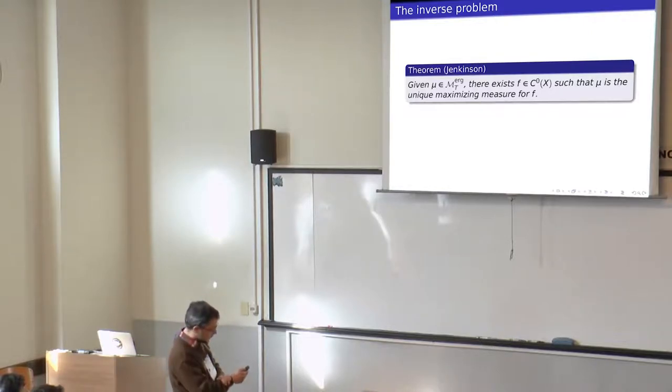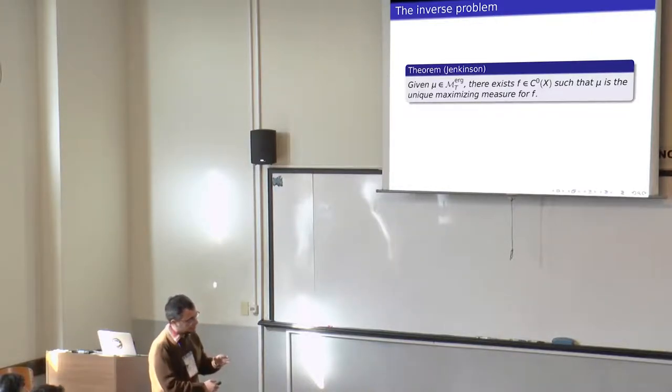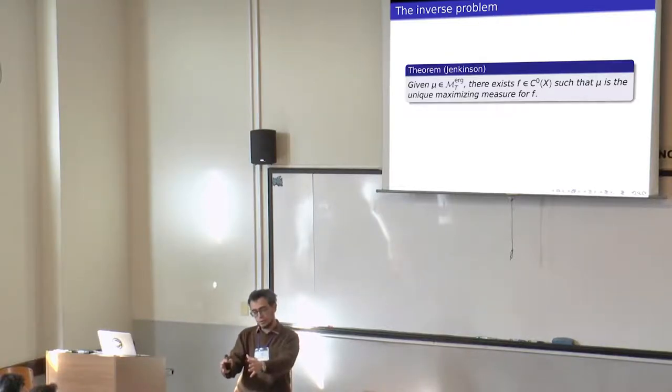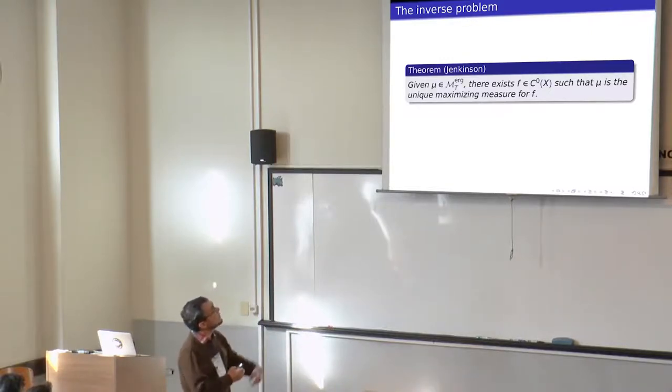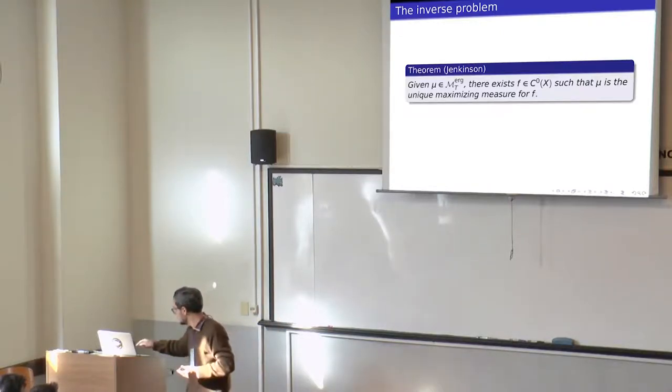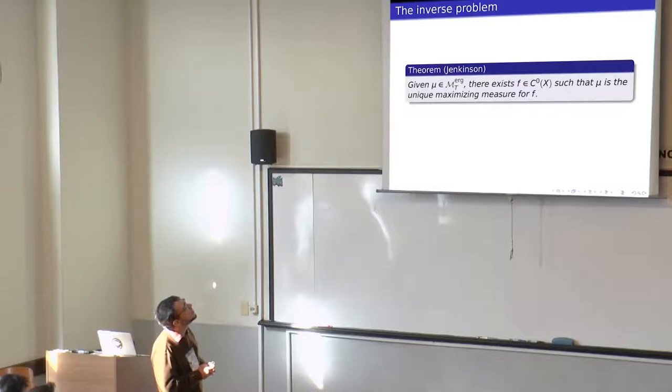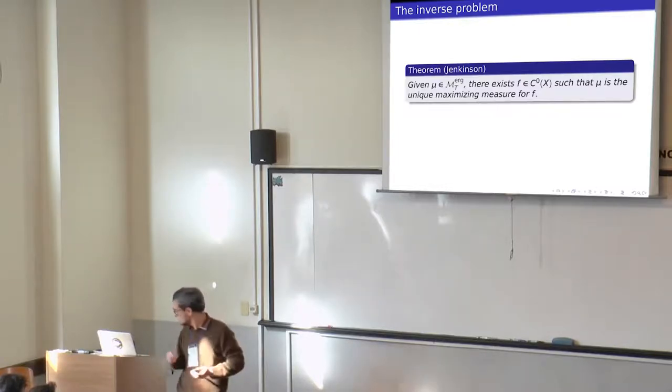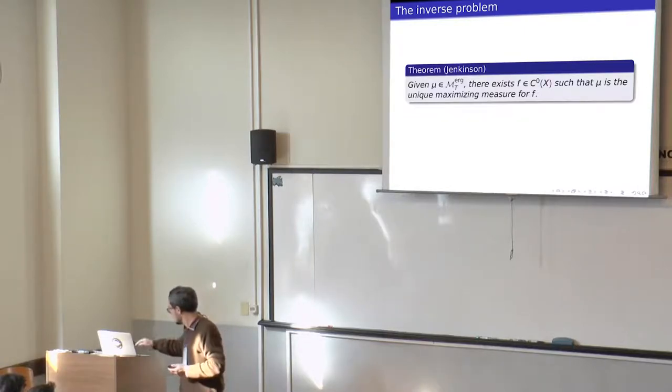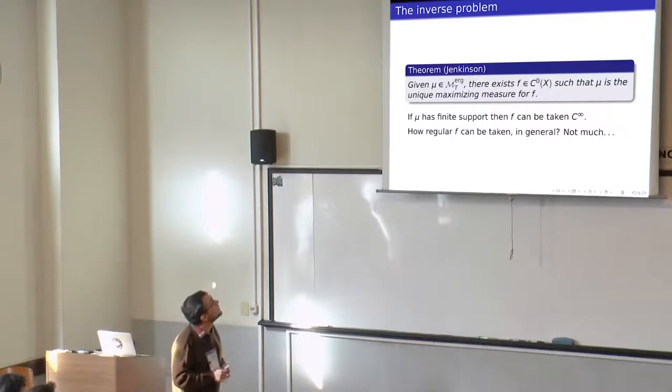Okay, let's look at this inverse problem. The problem of ergodic optimization is, given the function and the dynamics, to find the maximizing measure. But the inverse problem is, given an ergodic measure, can you find a continuous function for which this is maximizing, and moreover unique, to make things non-trivial? And the answer is yes, this was proved by Jenkinson, maybe in the early 2000s. It's not as automatic as it seems, but you need some functional analysis.